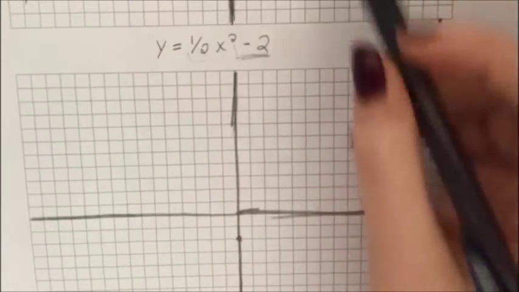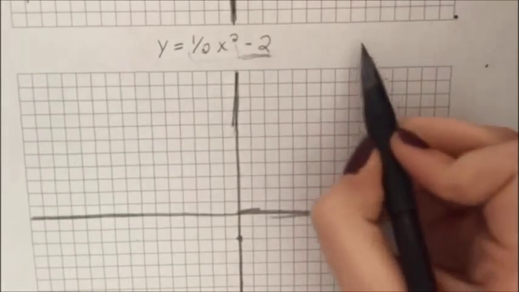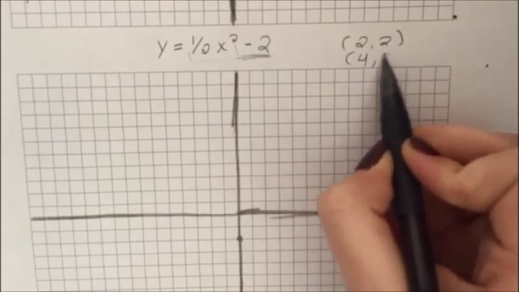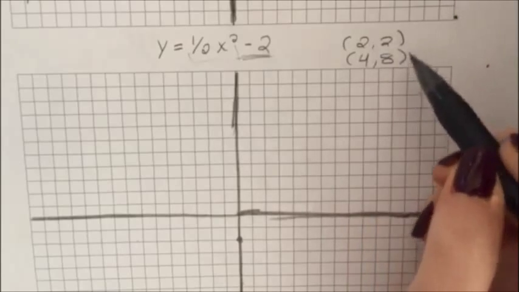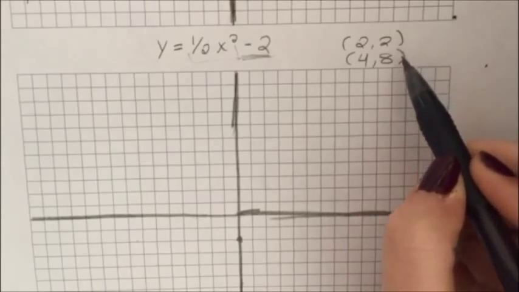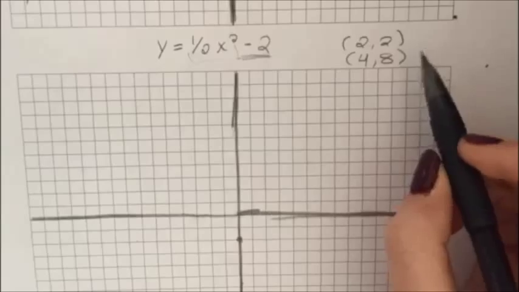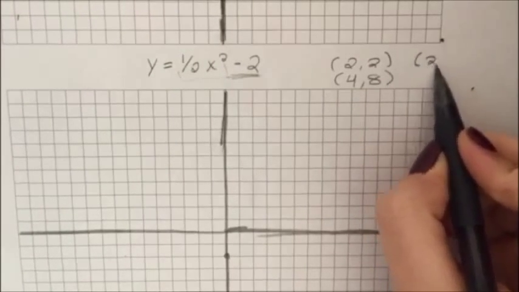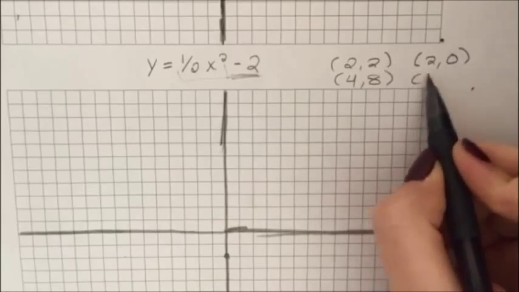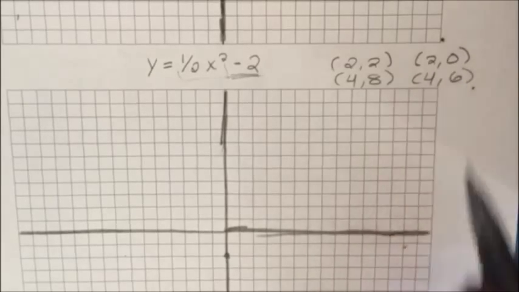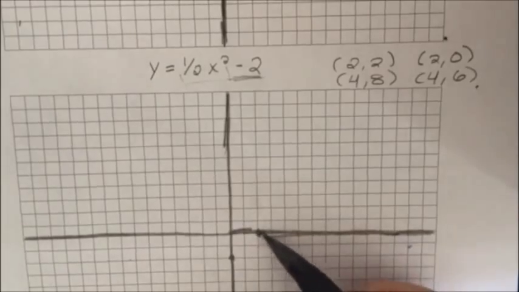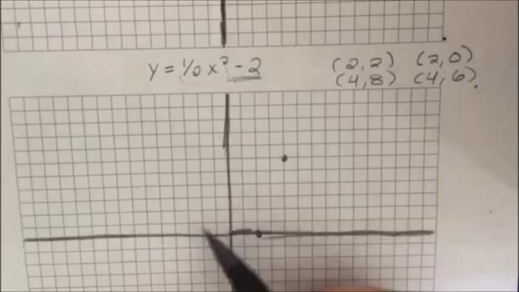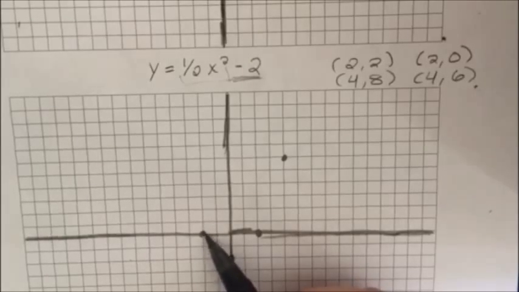And then you would shift all of our previous coordinates of 2, 2, and 4, 8. We would shift the y part of each coordinate down 2. So these new points would be 2, 0, and 4, 6. And reflect them again over the y-axis.